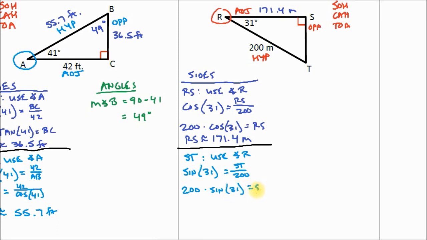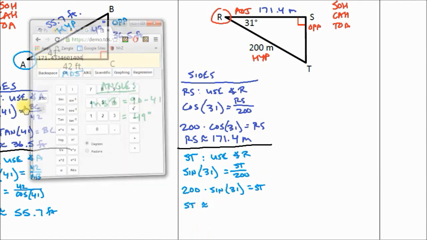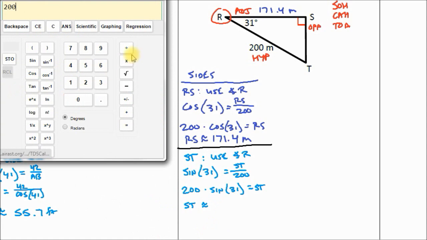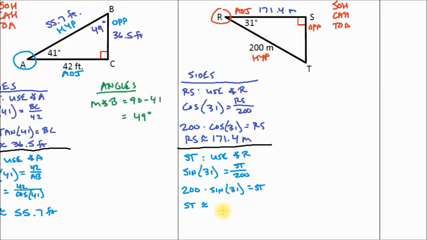Equals ST. And so ST is approximately, let's take a look, 200 times sine of 31 degrees equals 103.0, and this is meters. So let's go ahead and label that. Our opposite is 103.0 meters. All the hard part is done.